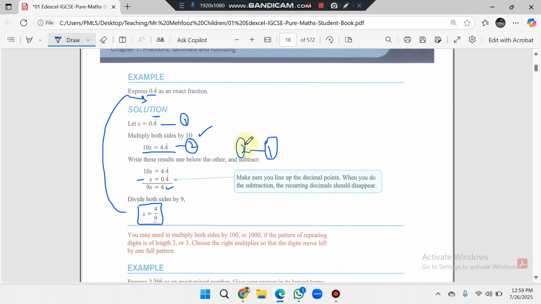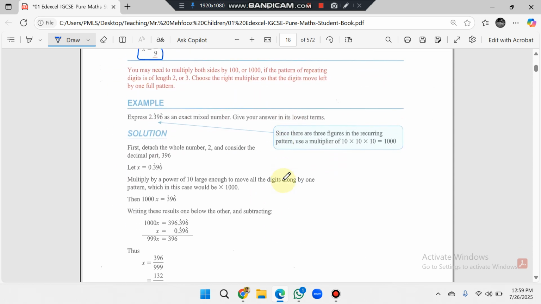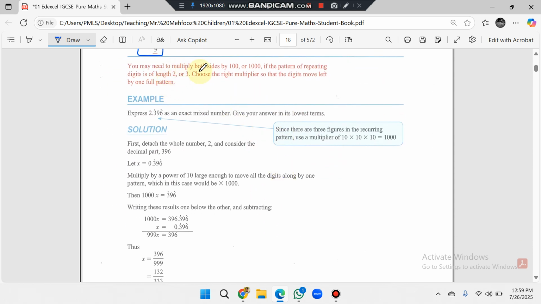You can also check by using a calculator, and you may need to multiply both sides by 100 and 1000 if the repeating pattern is of length 2 or 3, as we have discussed. Choose the right multiplier so that the digits move left by one full pattern. So here you can see: express 2.396 recurring as an exact mixed number, give your answer in its lowest terms. You can see that here we have the repeating digits, there are 3.